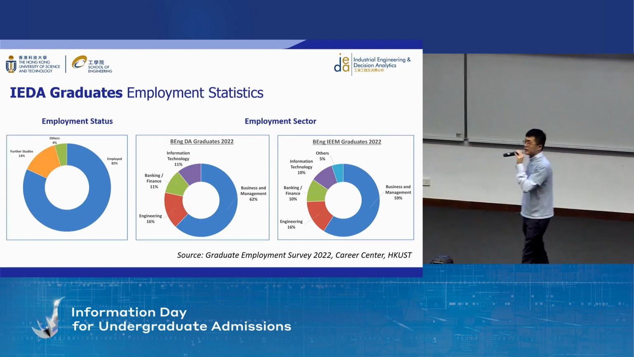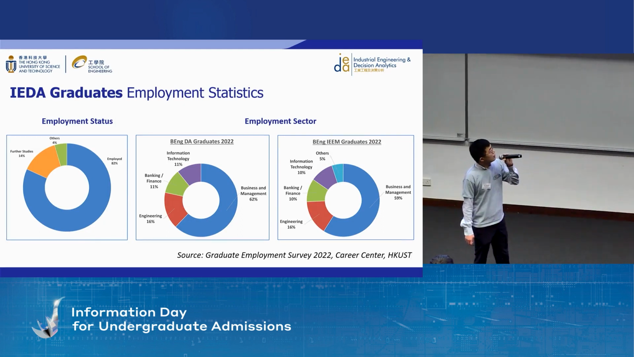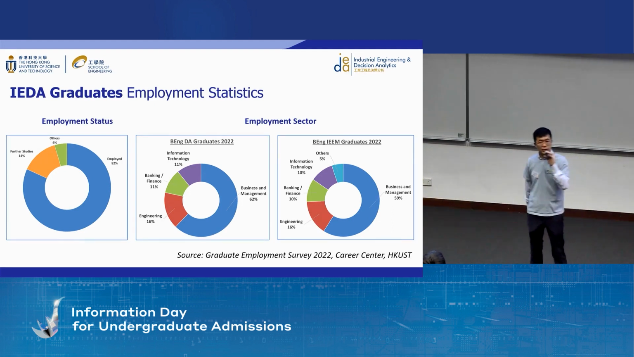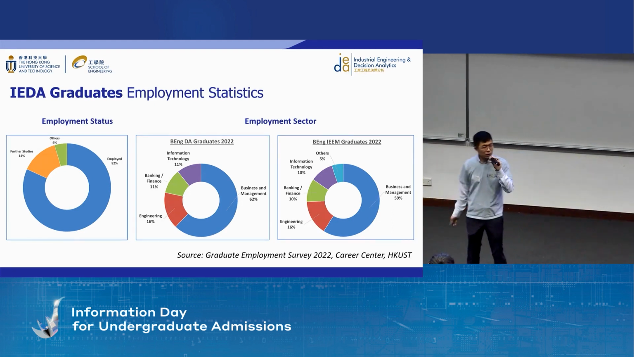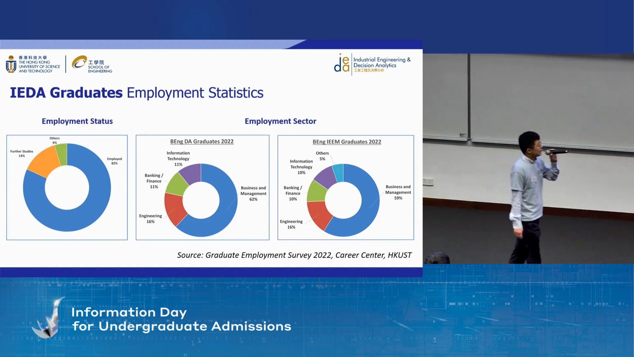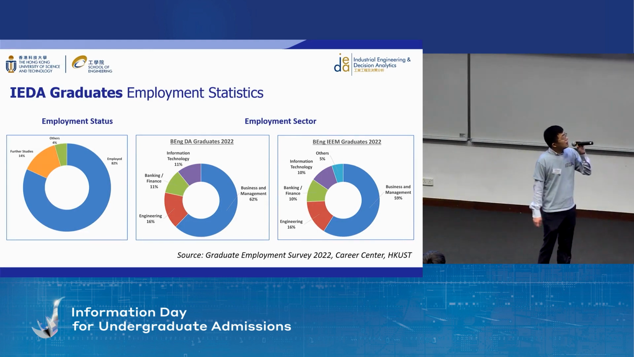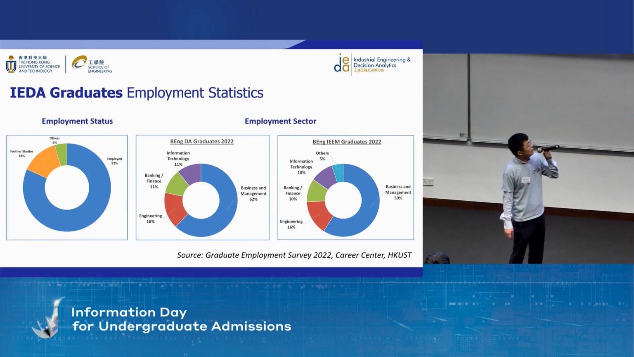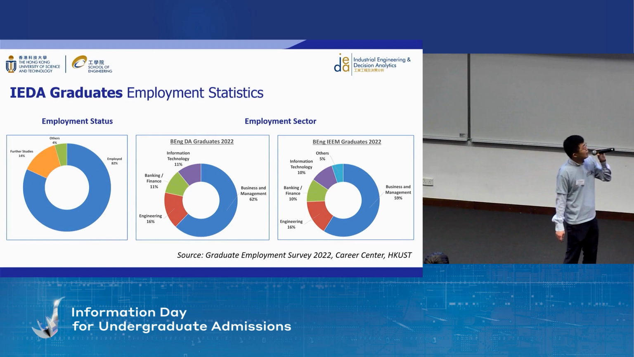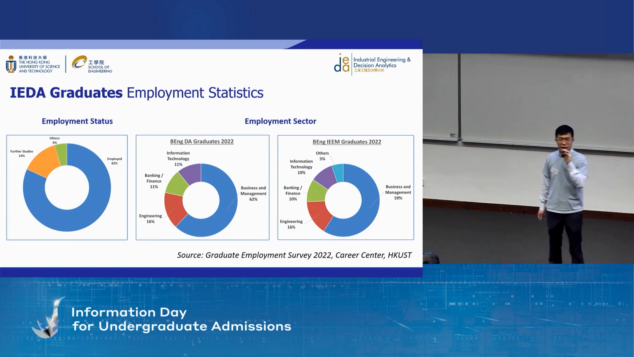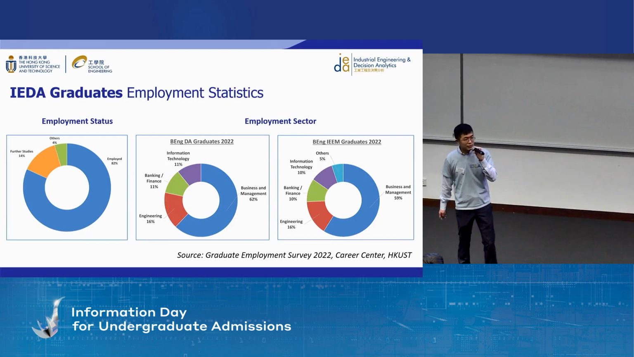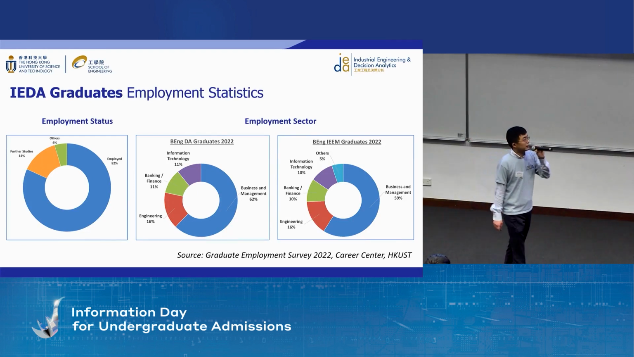And out of those employed graduates, almost 62% of them are going into business and management sectors, and 16% went on to more traditional engineering, like cargo terminal companies such as Cathay Pacific and so on. And 11% of them went on to the banking and financial industry, and the other 11% went to information technology. So we have a very diverse body of graduates going to different industries.